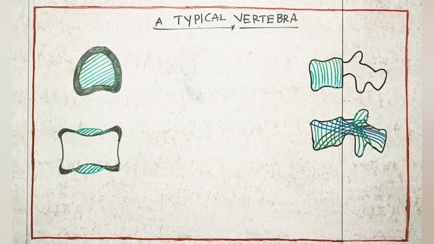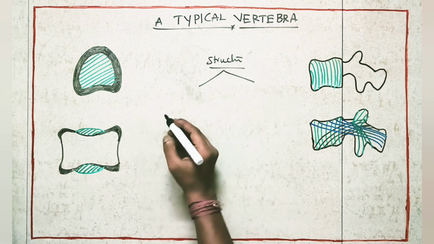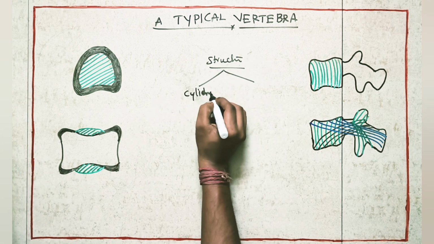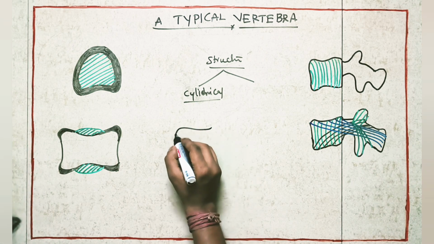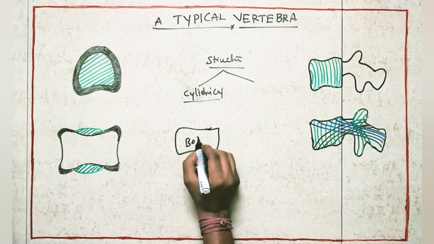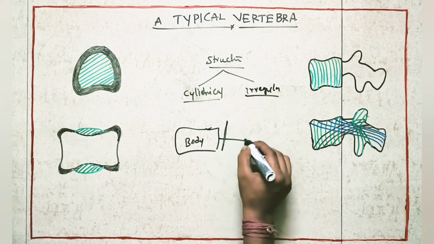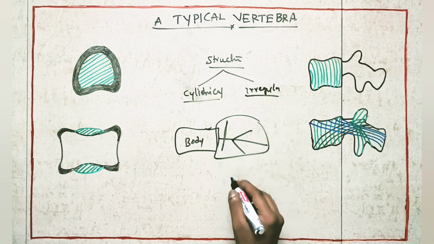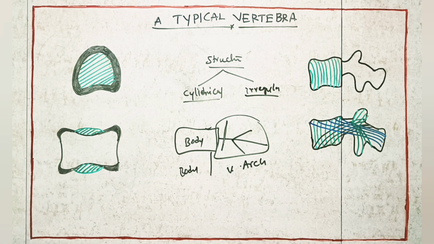So this is about the structure of the vertebra. Here we'll have first two structures. First one, the cylindrical shape of the body of the vertebra. Suppose if you take the body, it will be of cylindrical shape. This is the body of the vertebra, and the irregular shape of the posterior portion is the vertebral arch. This is the vertebral arch, and this is the body of the vertebra. So this is the structure of the vertebra.